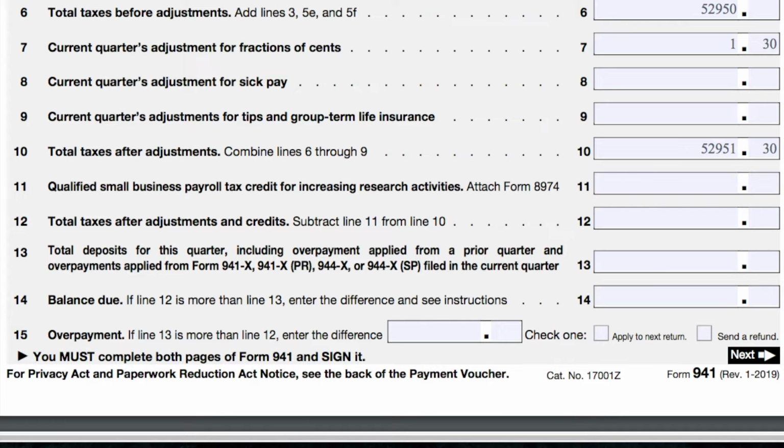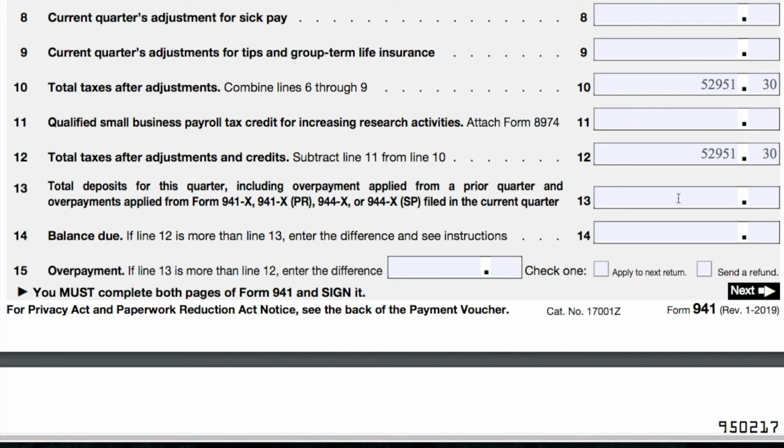If this applies to you, and you can find out if it does by reading the instructions on Form 8974, you would simply attach the filled out Form 8974 to this form, note down the amount of the credit you're claiming, and in line 12, subtract the credit from your tax due. In this case, I'm going to leave line 11 blank since ABC Bakery is not claiming a research credit. And line 12 is going to be identical to line 10.